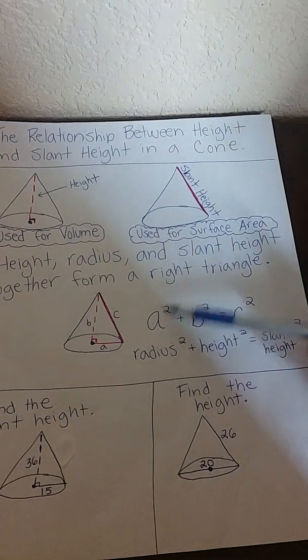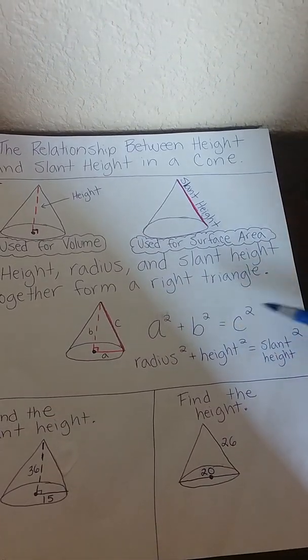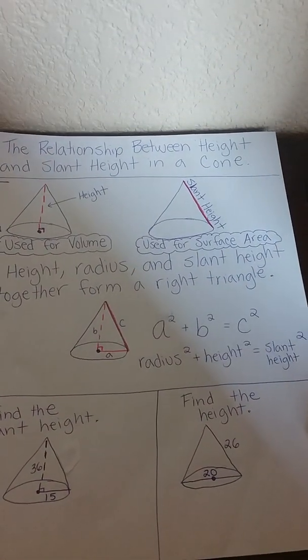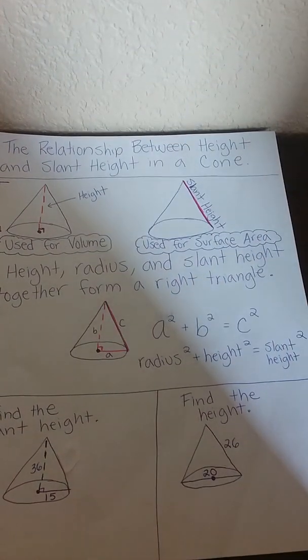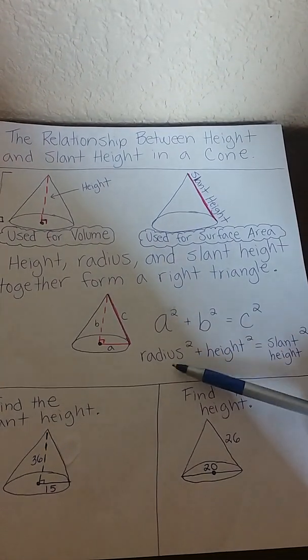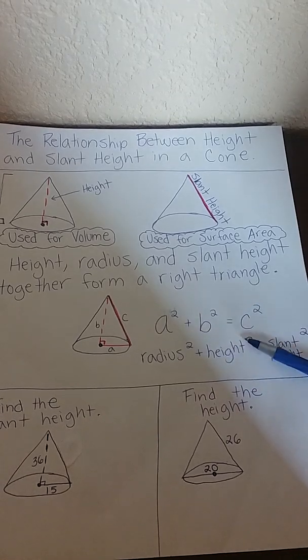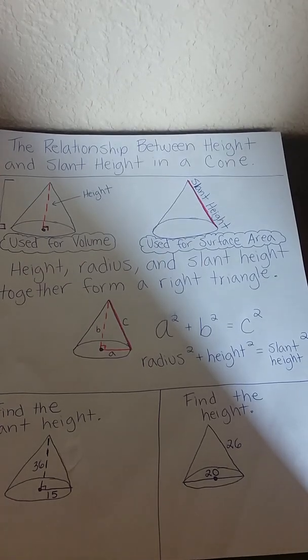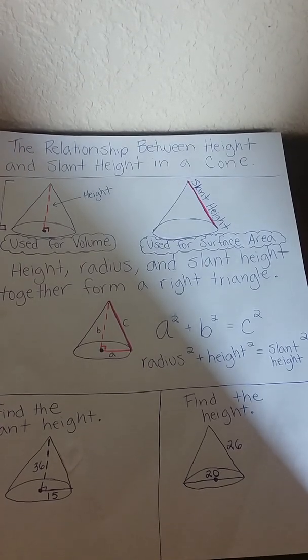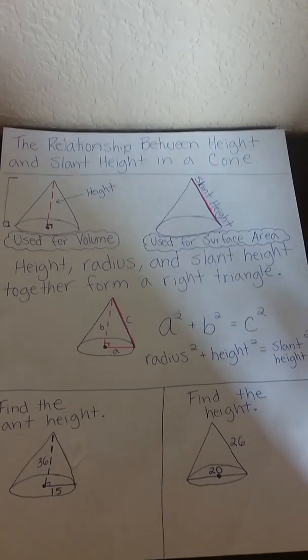Because they make a right triangle, you can use the Pythagorean theorem with it. You can say a squared plus b squared equals c squared. And since a is the radius, b is the height, and c is the slant height, that means that radius squared plus height squared equals slant height squared. We can use this to find a missing height or a missing slant height.